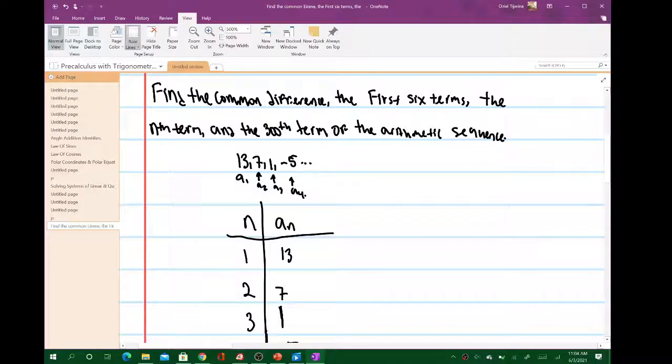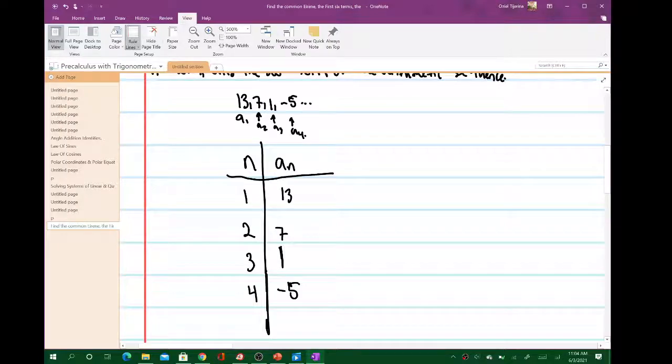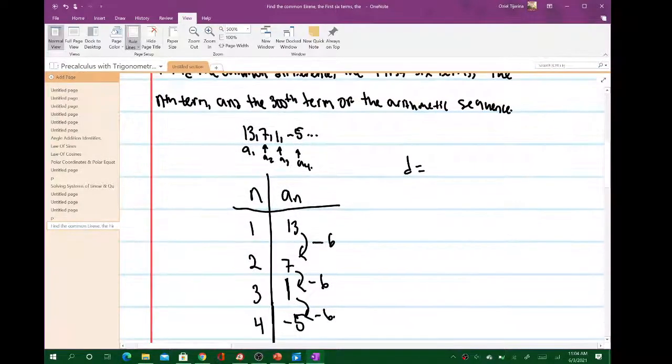Now, it wants us to find the common difference. What does that mean exactly? You look at your a sub n column, and to get from 13 to 7, you're going to say it's minus 6, so it's -6. So D is the common difference.